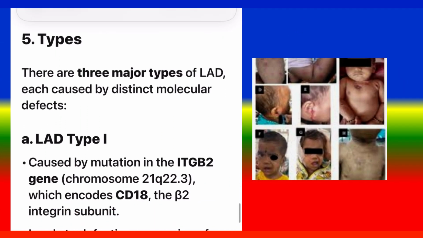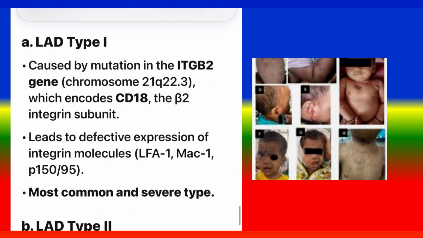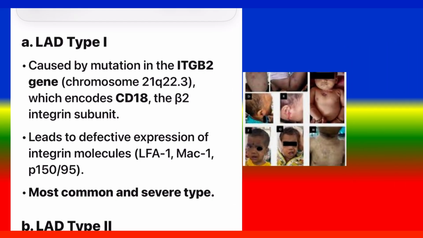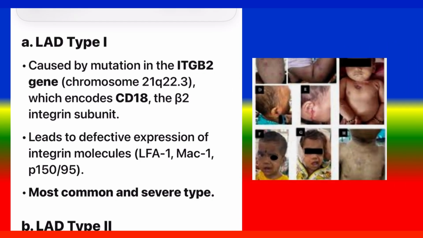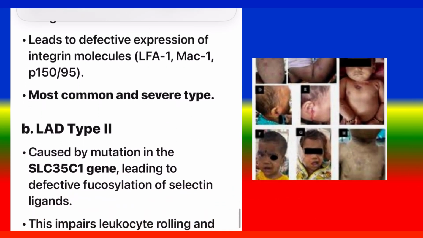Number 5. Types. There are 3 major types of LAD, each caused by distinct molecular defects. A. LAD type 1, caused by mutation in the ITGB2 gene, chromosome 21q22.3, which encodes CD18, the beta-2 integrin subunit. Leads to defective expression of integrin molecules, MAC1, P15095. Most common and severe type.